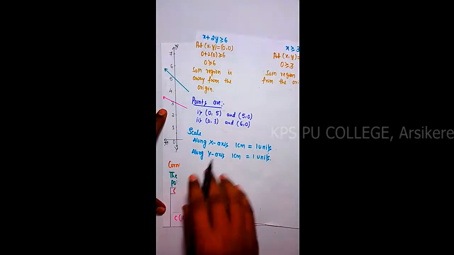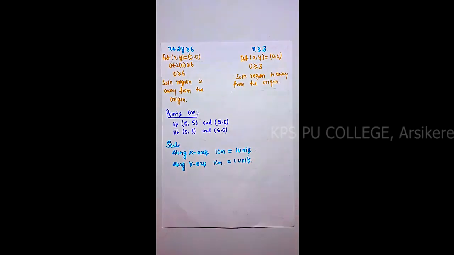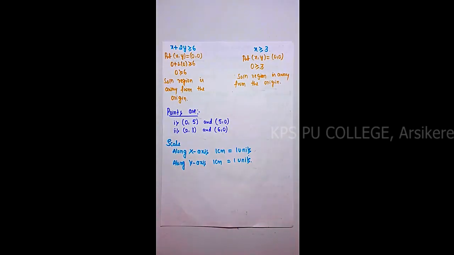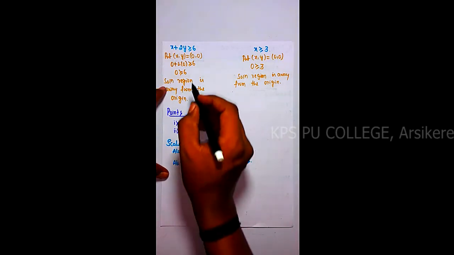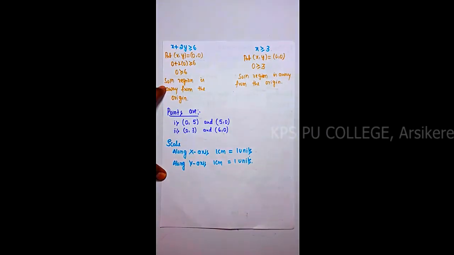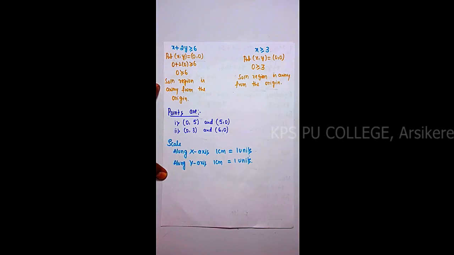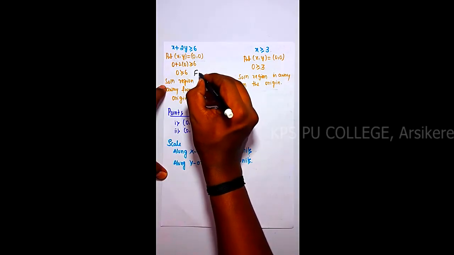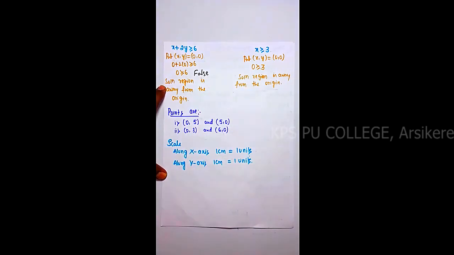Okay. For the next one, x plus 2y greater than or equal to 6. Substitute x is equal to 0 and y is equal to 0: 0 plus 2 into 0 greater than or equal to 6, that is 0 greater than or equal to 6. Clear? Again, this inequality is false, hence the solution region is away from the origin.